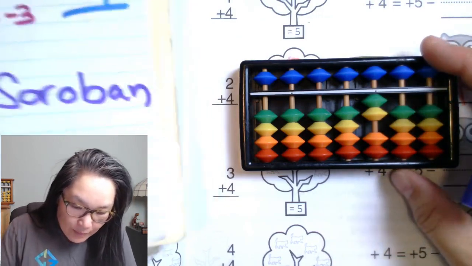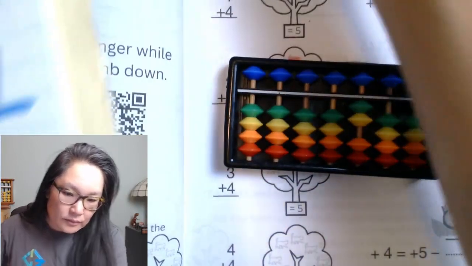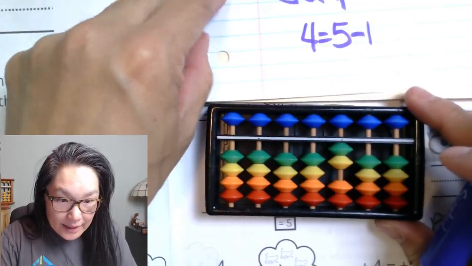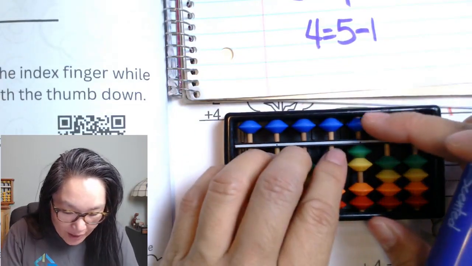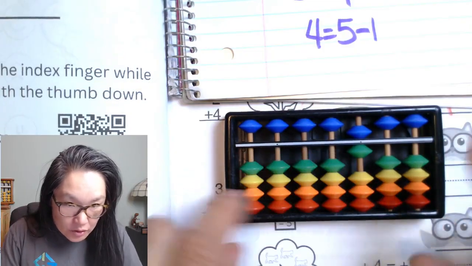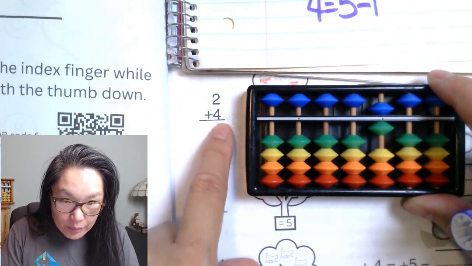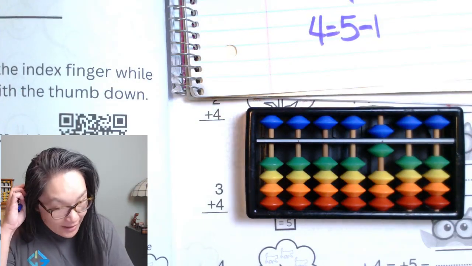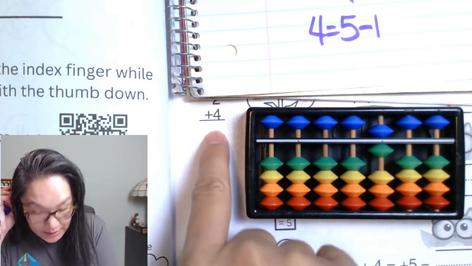So what's going to happen is I need to add the 5. Remember, adding the 5 is too much, so I have to take away the 1. So that's what we do: we plus the 4 is equal to plus the 5 minus 1. And my answer is now 6. So I can write 6 here.